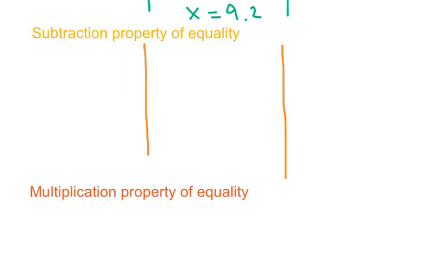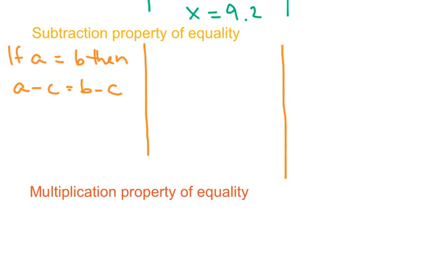The next property to discuss is the subtraction property of equality, which says if you subtract something from one side of an equation, you have to subtract it from the other side in order for it to still be an equation. It looks like this. If A equals B, then A minus C equals B minus C.